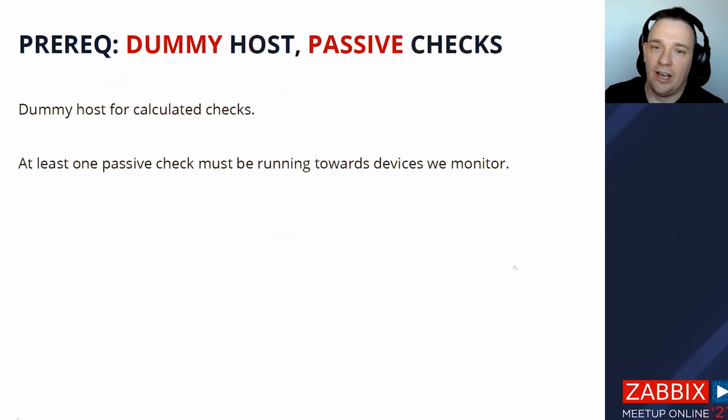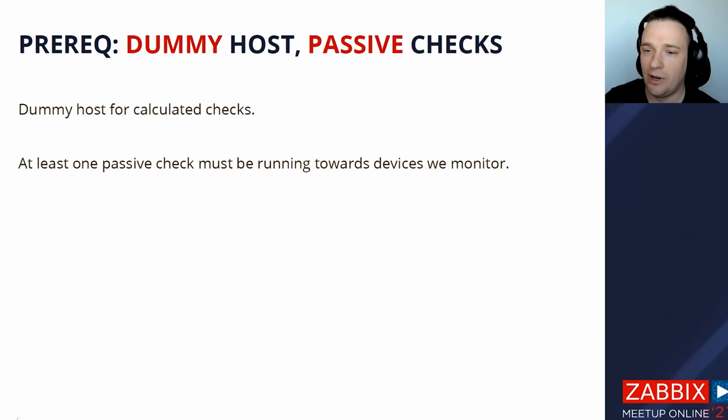Going further, the next prerequisite is we will need a virtual host. Per each client, we need a virtual host. We call it a dummy host because no monitoring is executed. It will mainly operate with the data which is already in the database. And the last prerequisite is that at least one passive check must be running towards the devices we monitor.